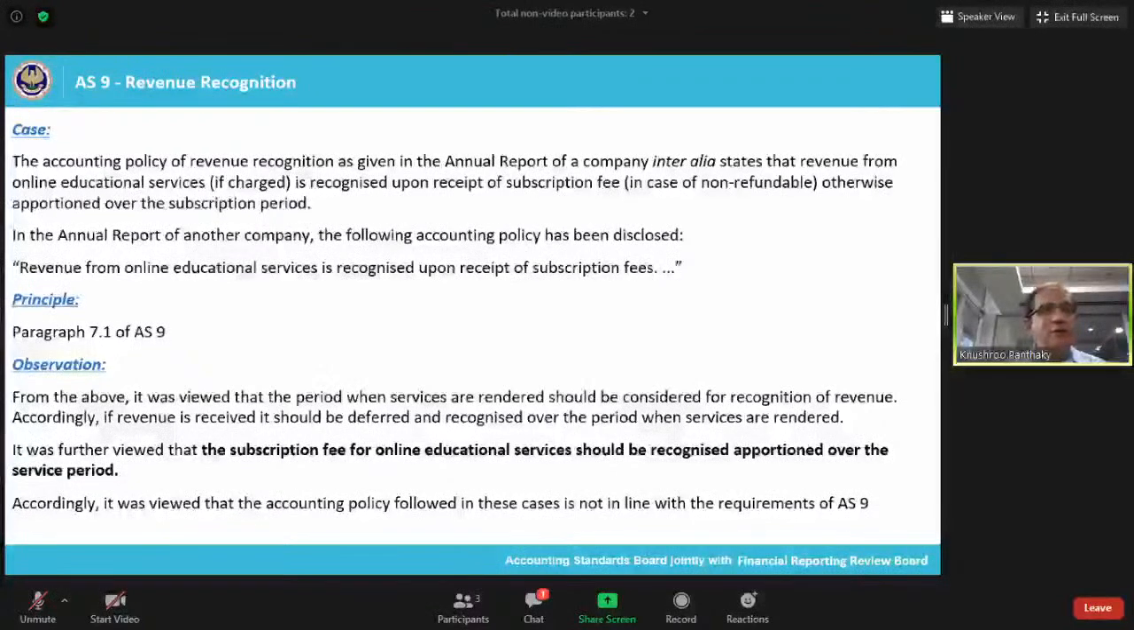Revenue from online educational services is recognized upon the receipt of the subscription fees, which means that when you receive the subscription fees, you recognize the revenue. But you look at the tenure of this particular online educational service. It may be a period of 6 months, 3 months, or 1 year. And therefore, it is not appropriate to recognize that revenue upfront. You need to recognize it over the normal service period of the contract, which may be 3 months or 6 months or whatever. And therefore, your accounting policy also is not being appropriately disclosed over here.